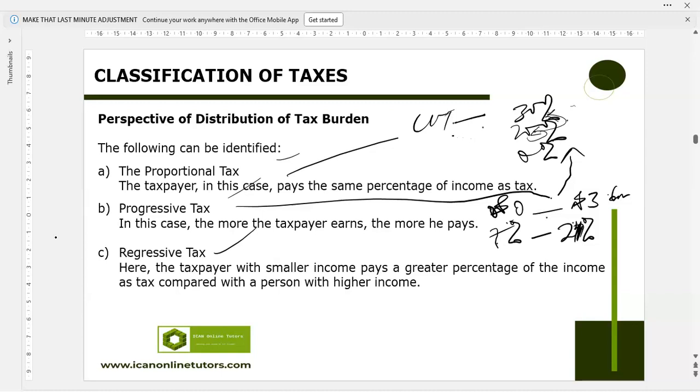Then we have regressive tax. With regressive tax, the taxpayer with smaller income pays a greater percentage of the income as tax compared with a person with higher income. Though this is not applicable in Nigeria, because how possible is it that you'll be asking someone that earns lower to be paying more tax than those that earn higher? No, it's not encouraging at all. If you try that in Nigeria, my friend.